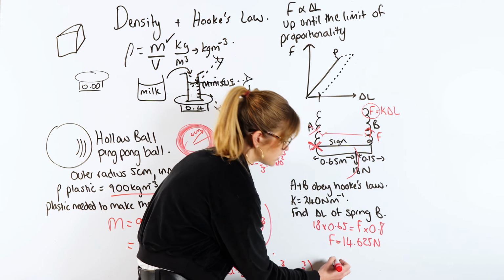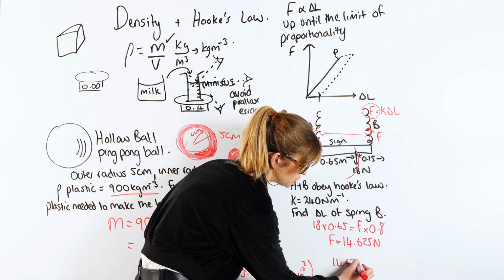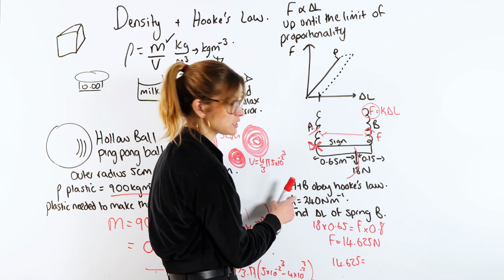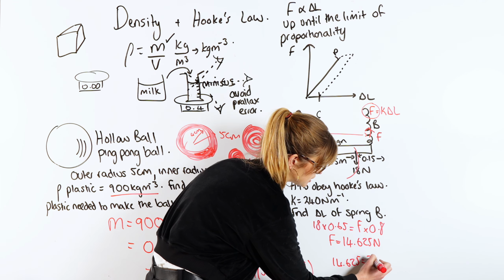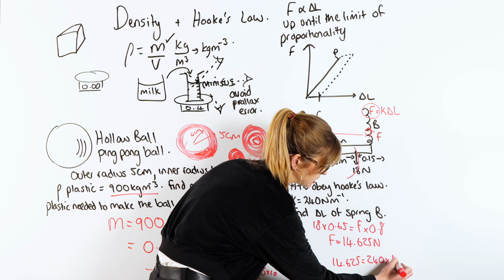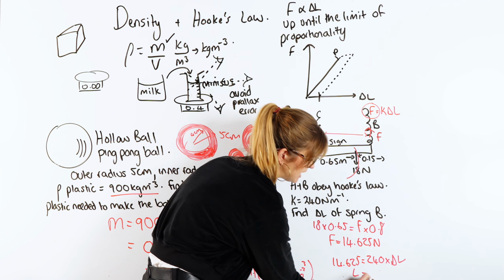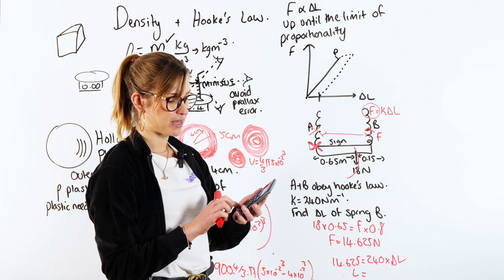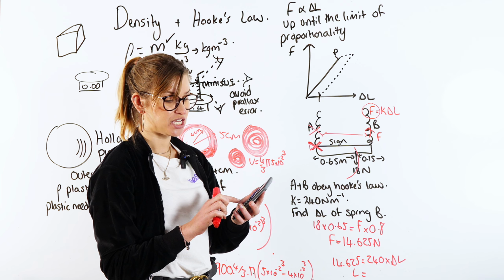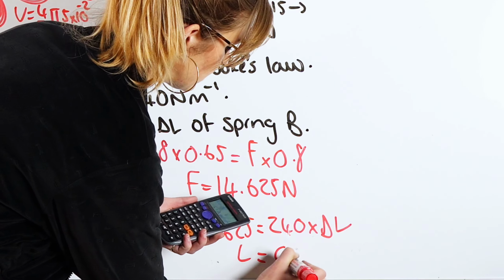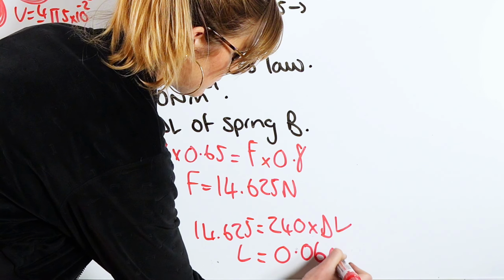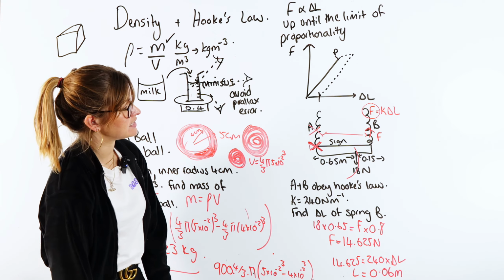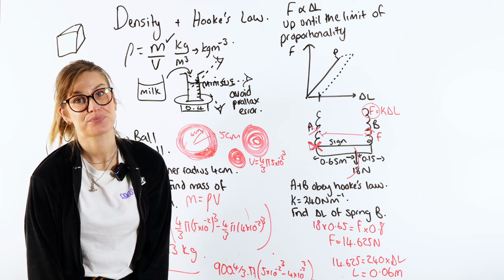So now I know the force, which is 14.625 newtons. That equals my spring constant, which is 240, times the change in the length. So if I find that change in length now, I just take my number and divide it by 240 to find what that change in length is, and I get 0.06 meters. So my change in length is 0.06 meters. So, grand.